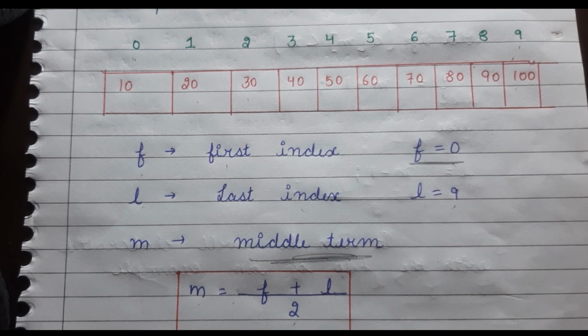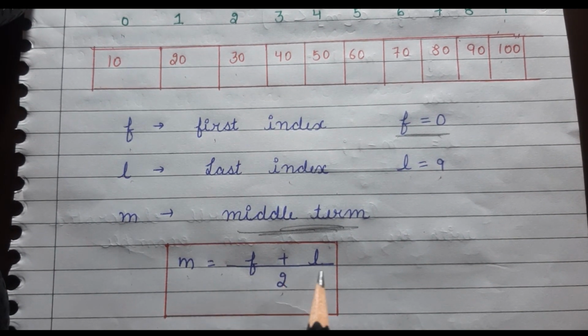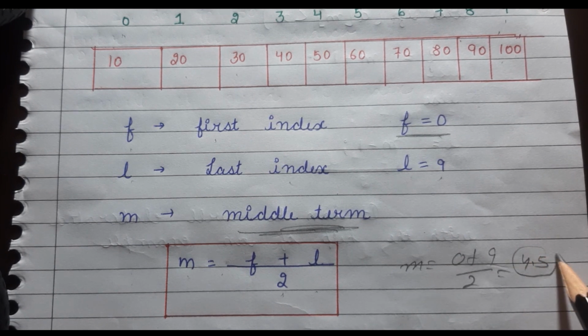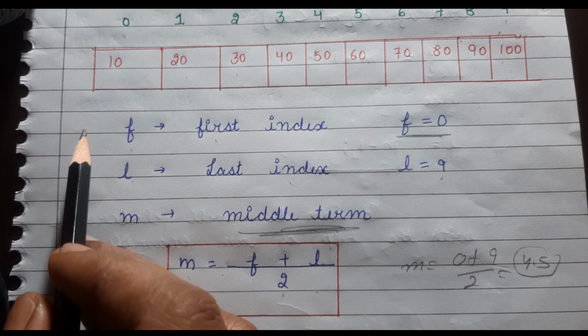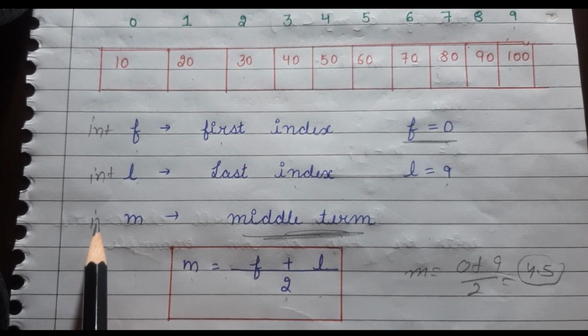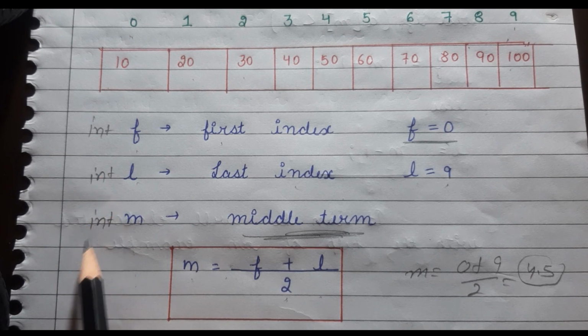Now this is the formula, m is equal to f plus l divided by 2. So in this case m becomes 0 plus 9 divided by 2, so if you take it, it is 4.5, but all these first index, last index and middle term are of int type, so it becomes 4. So 4 is the middle index, okay.